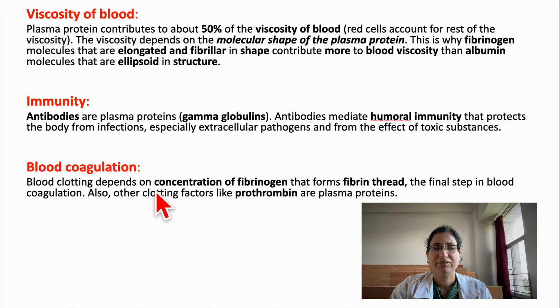Blood coagulation, blood clotting, depends on the concentration of fibrinogen that forms fibrin thread, and the final step in blood coagulation, and also other clotting factors. Prothrombin are plasma proteins. So, here we can say these are the different functions of plasma proteins. Whenever there is a short note on this, you have to write down all these functions: what is the role of plasma protein in viscosity of blood, immunity and blood coagulation.